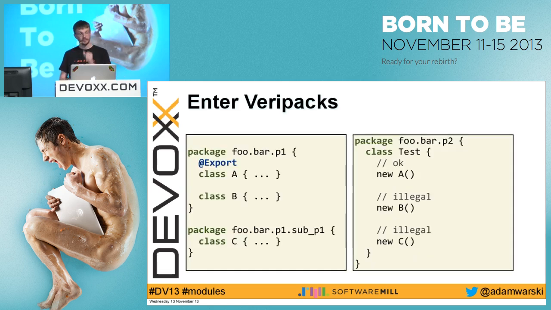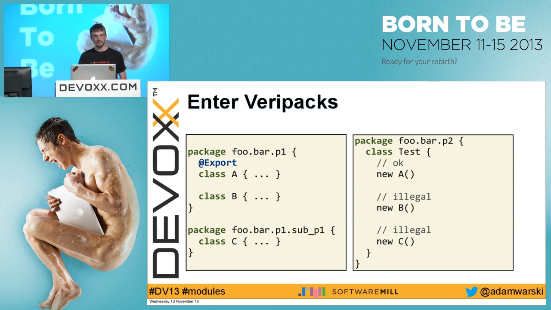Okay, so an example. We have 3 packages here. They have very boring names. I'm not very good at example names, I guess. And so we have the P1 package, right? It has 2 classes, A and B. And we can see that class A has an export annotation on it. That's, of course, a bit of an imaginative syntax, but I hope it's clear. So class A is annotated with @Export. Class B has no annotations. And in the sub-package of P1, we have class C, which again has no annotations.